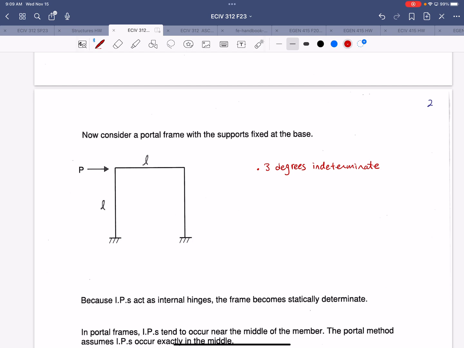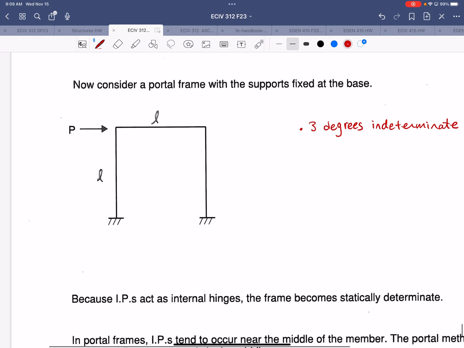And if we consider the deflected shape of this frame, right, with the fixed supports at the base, the columns cannot rotate at the base, right? So they have to start out flush, 90 degrees to the base. But the frame will still sway in the direction of the load, right? Because the rigid joints are free to move and rotate.